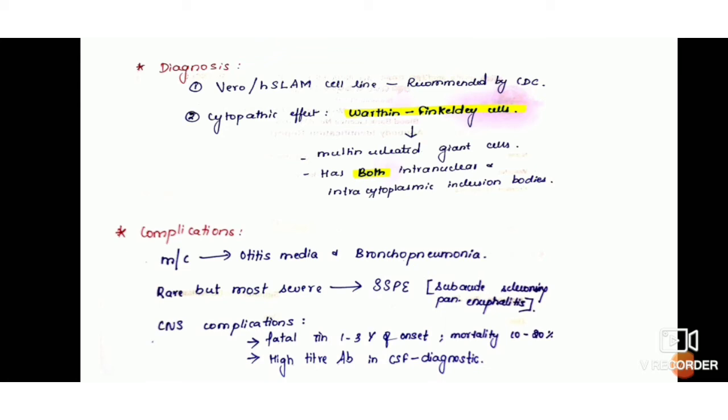And the complications: the most common are otitis media and bronchopneumonia, but rare and most severe is SSPE, that is subacute sclerosing panencephalitis. We have to read the question correctly. Most common is otitis media and bronchopneumonia, most severe but rare is SSPE. And there are also many other CNS complications, which are fatal within 1 to 3 years of onset, and the mortality rate for the CNS complications is about 10 to 20%. These CNS complications due to measles can be diagnosed by high titer antibodies in the CSF.